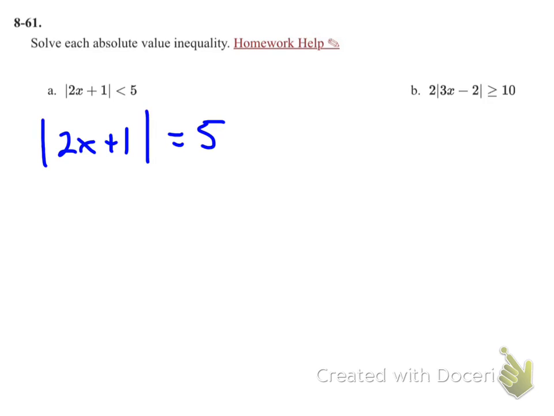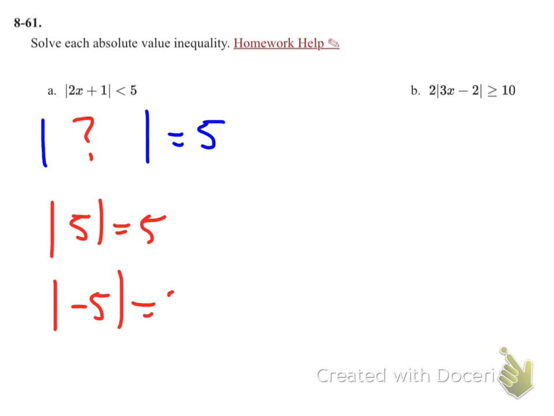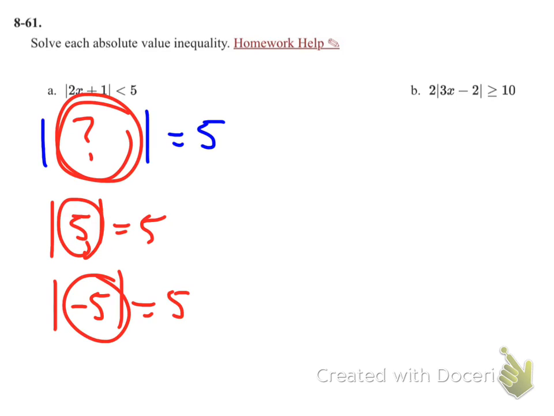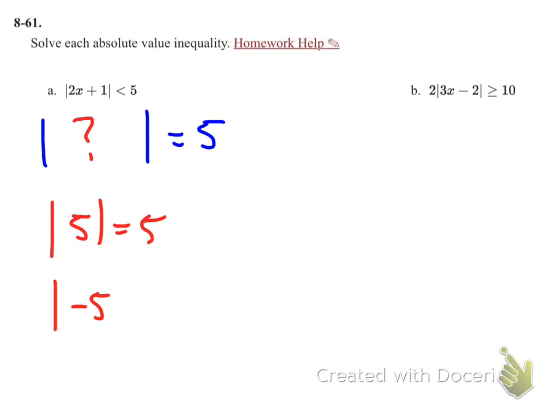So if I want to figure out when 2x plus 1, the absolute value, equals 5, there are a couple things we need to take into consideration. First of all, if I just think of something being inside of here, the absolute value of some value equals 5, there are 2 options. The absolute value of 5 equals 5, and the absolute value of negative 5 equals 5. So whatever is inside of the absolute value can have 2 possibilities. It can be 5 or it can be negative 5.